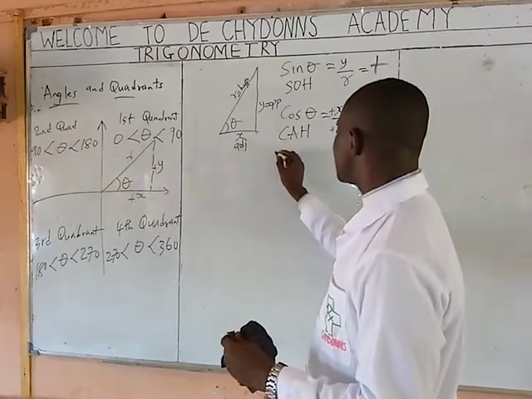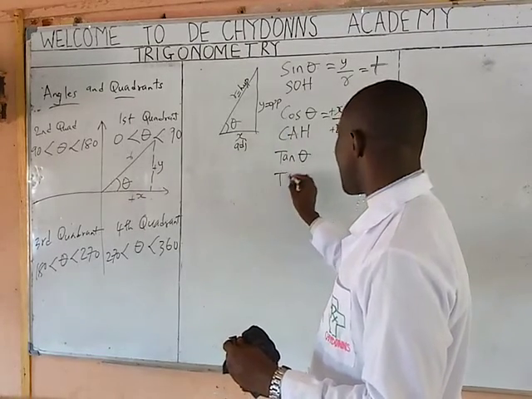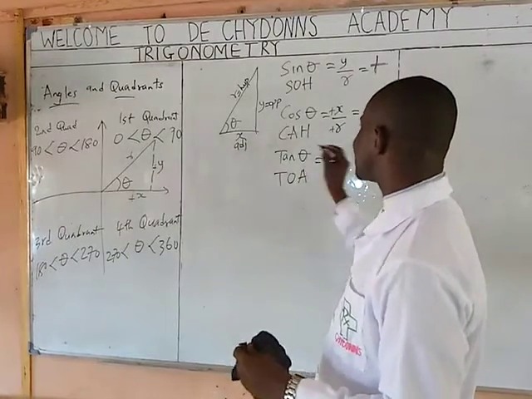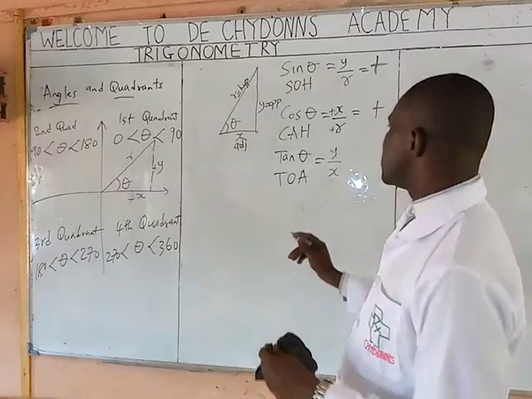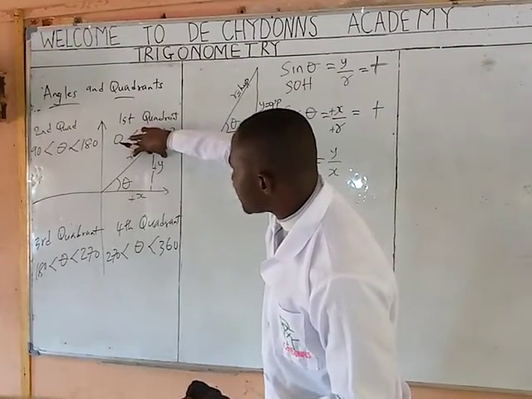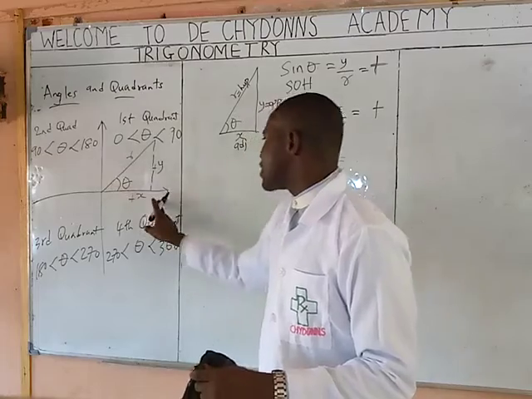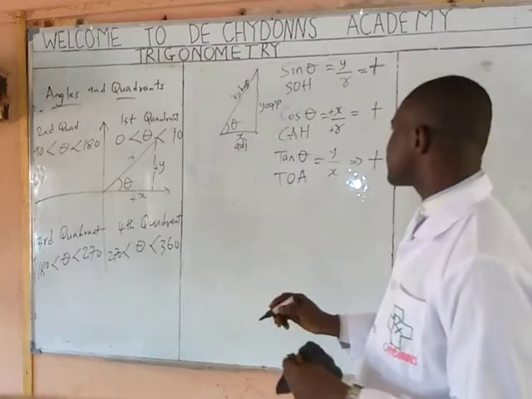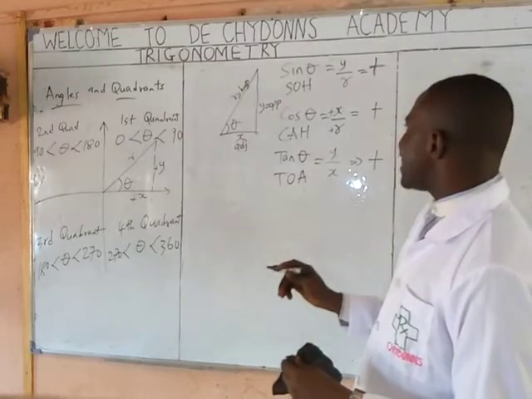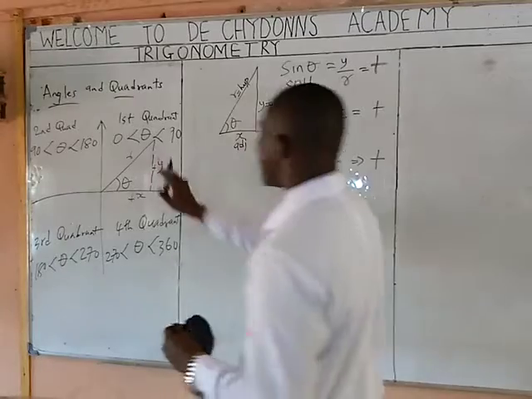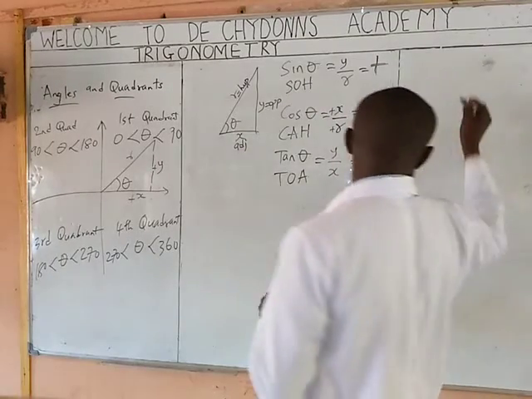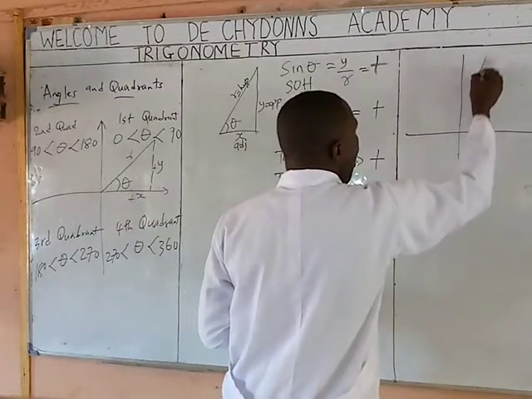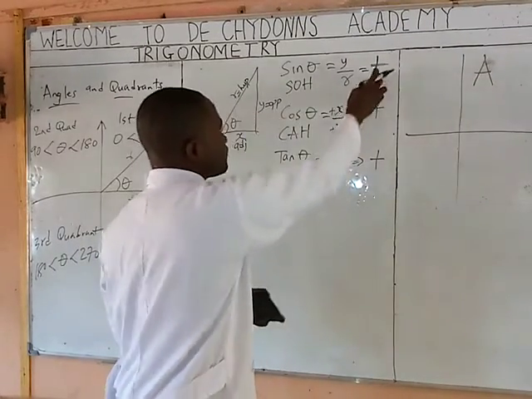Then we come again and say tan theta, this is TOA. That is opposite over adjacent. Y over X. Since both are in the positive aspect of the Cartesian axis, positive Y, positive X, located here, we say everything will also give you positive. Then we can now say that in the first quadrant, all three ratios are positive.